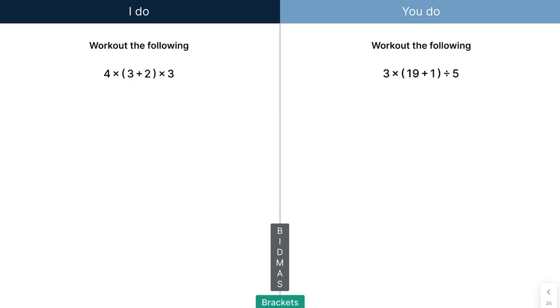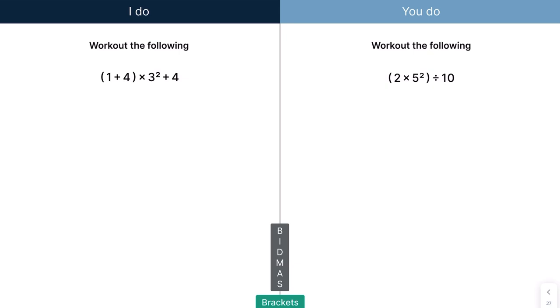And again, looking at this, brackets first. 4 times 6 times 3. And then you're just left with 4 times 6 times 3, and that gives you 72. And on the right, we have brackets first, so we're going to do this first, 20, divide that by 5. Now, using BIDMAS, we need to do this next. So that would be 3 times 4, and that just gives me 12.